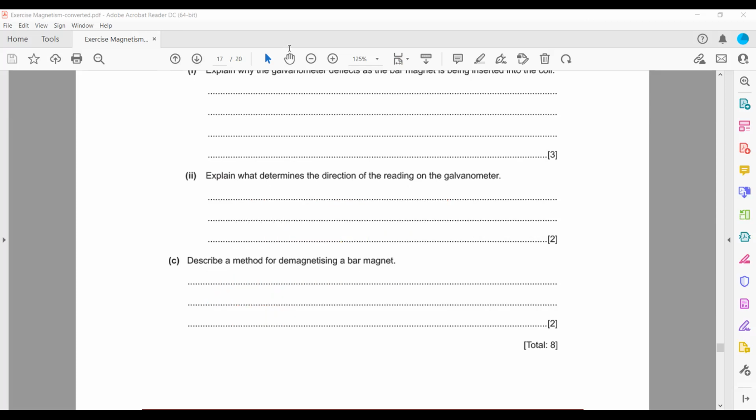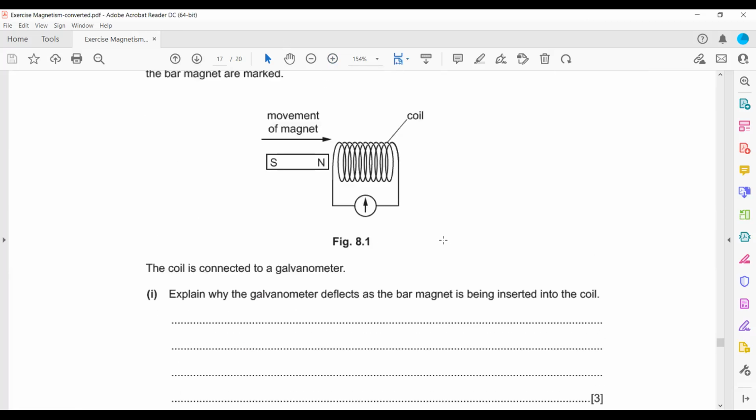So here the direction of the induced current depends on which pole we are moving. If I'm moving the north pole, the induced current will be different. If I'm bringing a south pole, the induced current direction will be different. As well, it also depends on the direction of the movement of the magnet, either away or towards. So these are some questions related to electromagnetic induction.